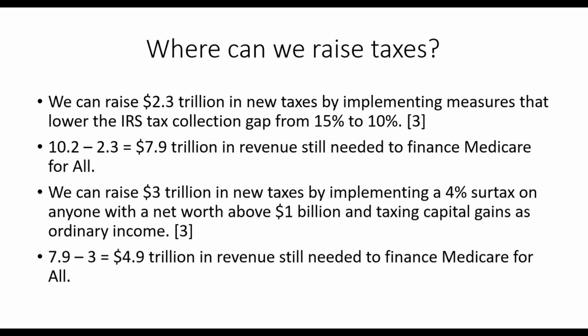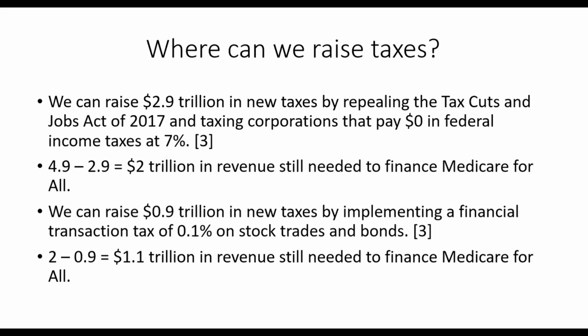Let's go to the next slide. So we can raise $2.9 trillion in new taxes by repealing the Tax Cuts and Jobs Act of 2017, better known as the Trump tax cuts. Those tax cuts largely went to the wealthy and the large international corporations, and we can get more revenue by taxing corporations that pay 0 in federal income taxes at 7%. I like that. So we can subtract that $2.9 trillion from the 4.9, and we're left with $2 trillion over 10 years needed to finance Medicare for all.